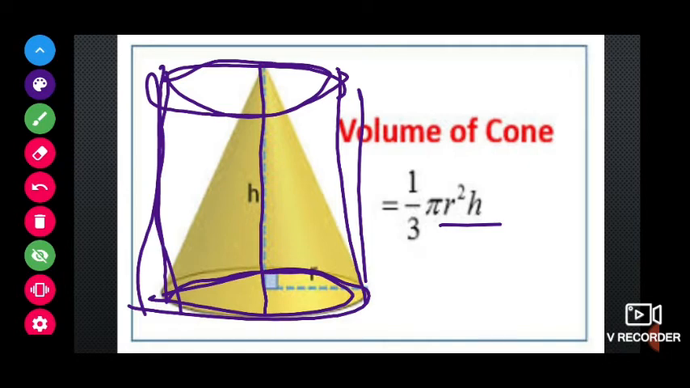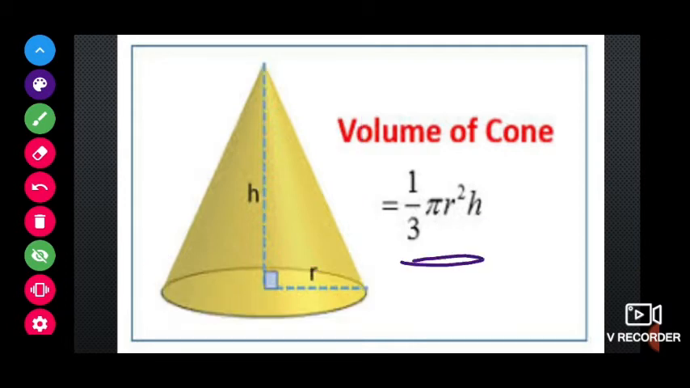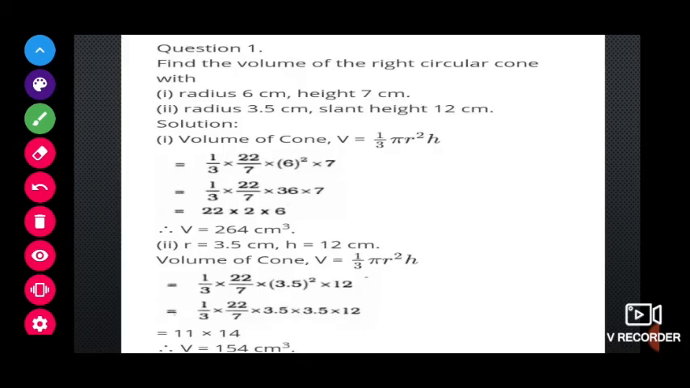Okay, how will we fill? For example, if we have a bigger container and a glass, we fill 1 glass, 2 glass, like that. In the same way, try to fill the cylinder with the cone. It will take 3 cones of water to fill that cylinder. That means the cone is 1/3 of the cylinder's capacity. So we take the volume of the cone as 1/3 of the cylinder volume, that is 1/3 of pi r square h. Okay, now we will see the exercise sums. 13.7.